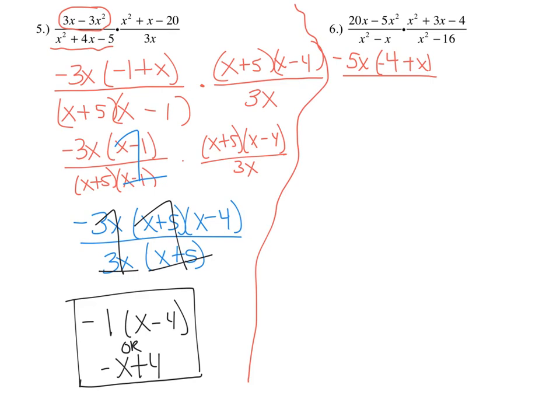In the denominator, x squared minus x, they're both divisible by x. So if I factor out an x, I'd have x times x minus 1.